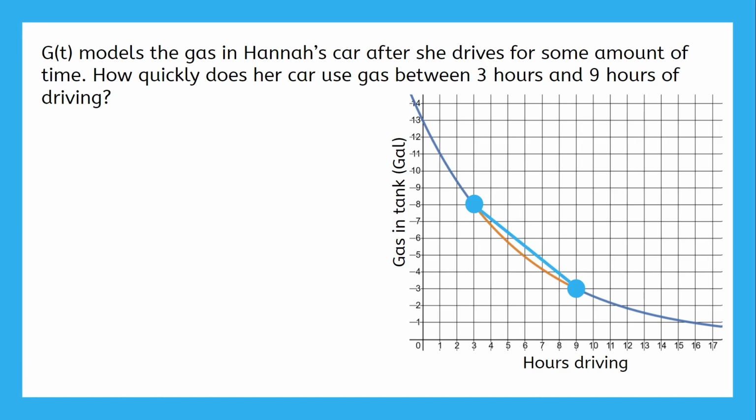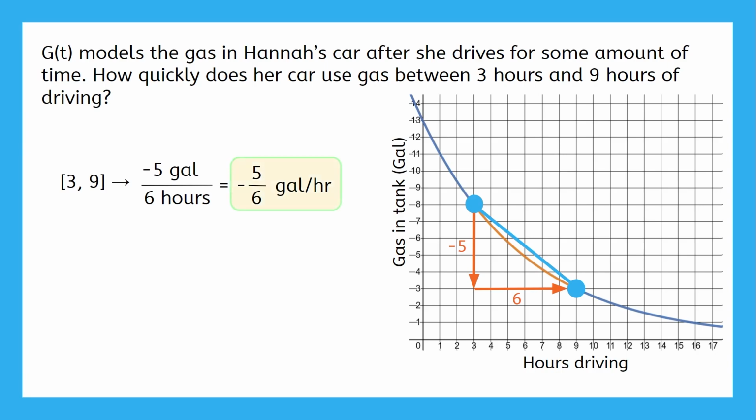The rise, or fall in this case, is -5, and the run is 6. So the slope of the line connecting these 2 points is -5/6. That's also the average rate of change on the interval. So our answer is that between 3 and 9 hours of driving, Hannah's car used an average of 5/6 of a gallon per hour.